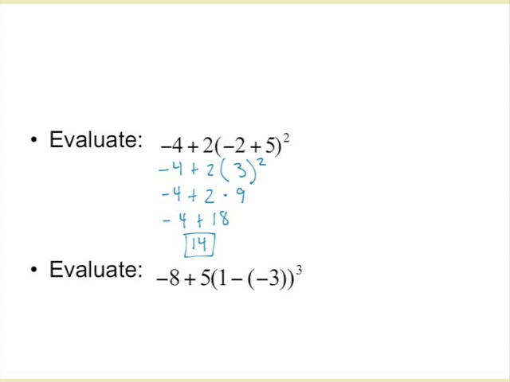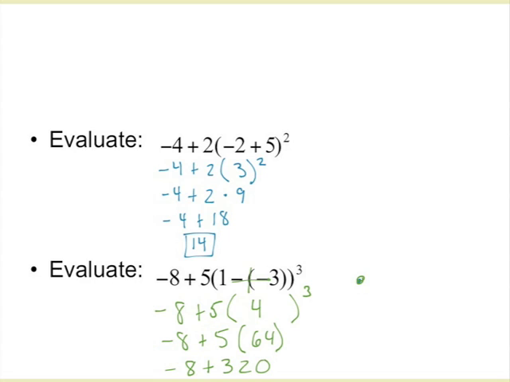Go ahead and try number 6. Which is 1 plus 3, which is 4. So we start inside of our parentheses. 1 minus negative 3. Double negative is plus, so we get 4. Parentheses, exponents. So then we get 4 times 4 times 4, which is 64. Then multiply. 5 times 64 is 320. And then we add and subtract, which gives us 312. Questions?